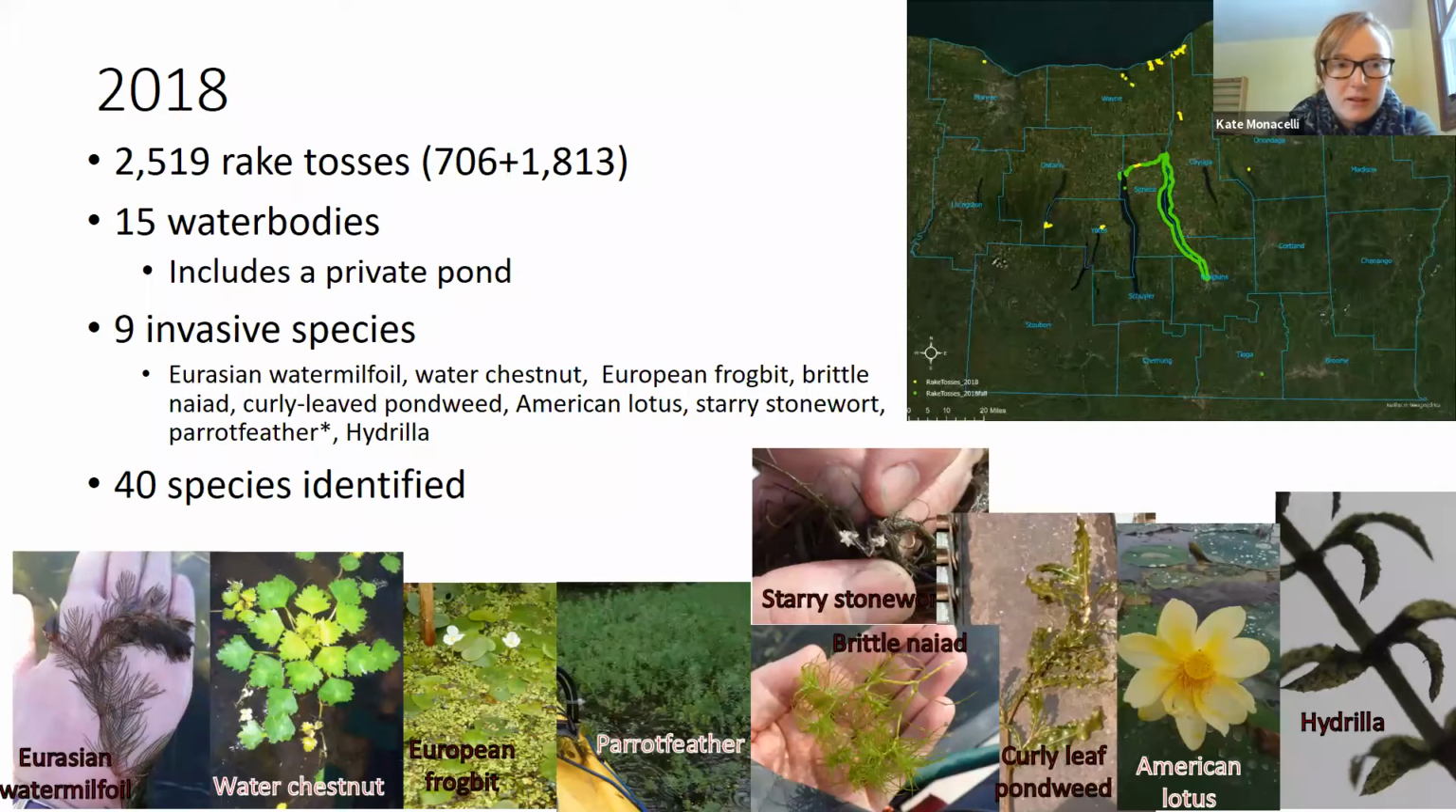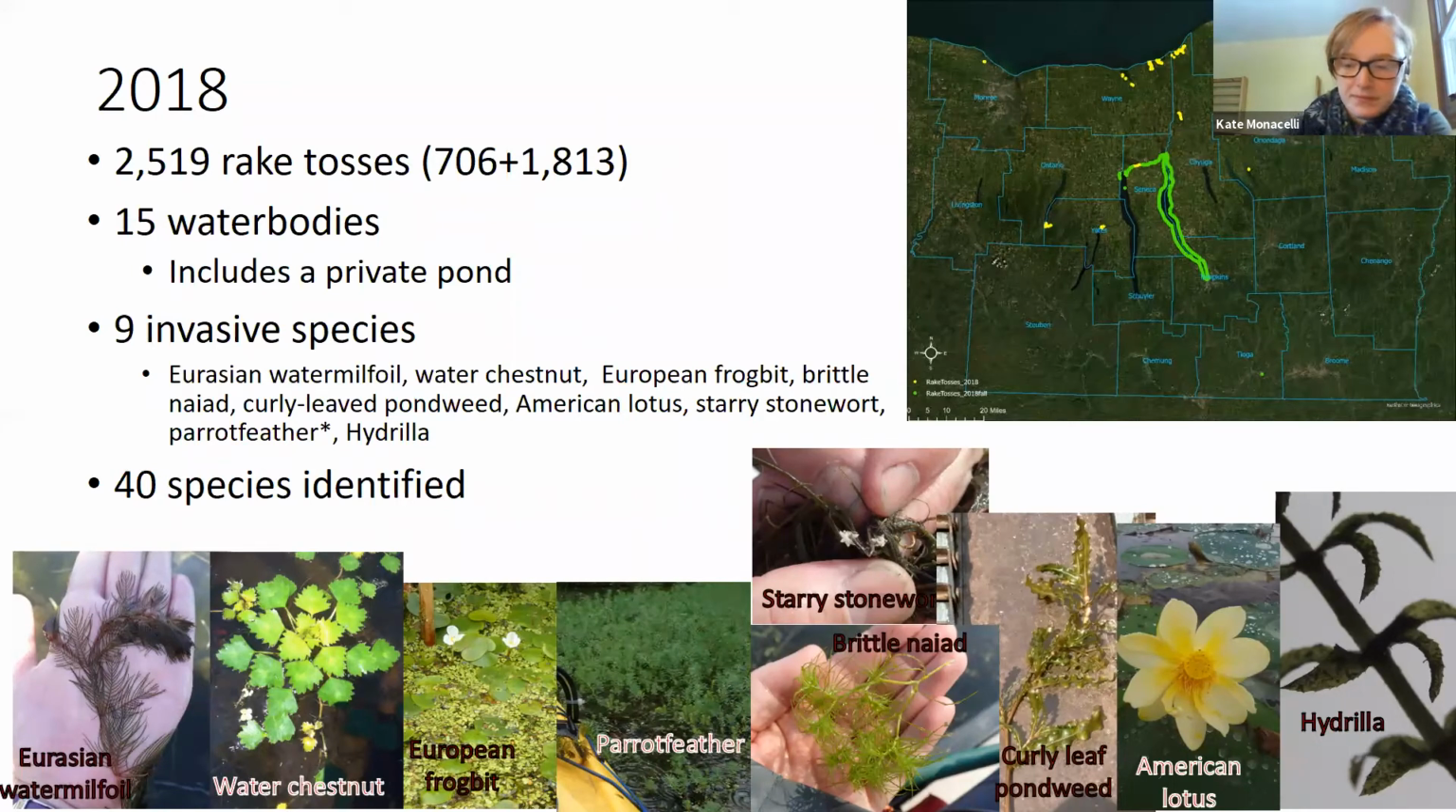So for the entire 2018 field season, we had about 2,500 rake tosses. 706 of them were from the water chestnut portion of those surveys, and then 1,800 are from our hydrilla portion of those surveys. These were across 15 water bodies, including that private pond I mentioned earlier.